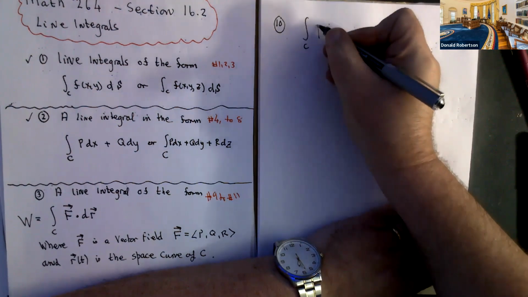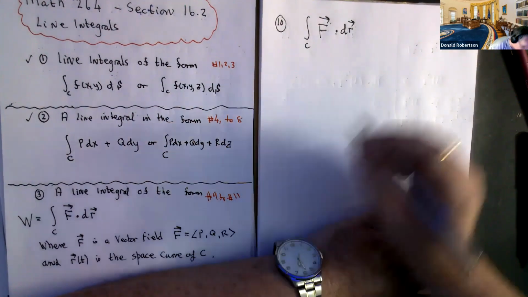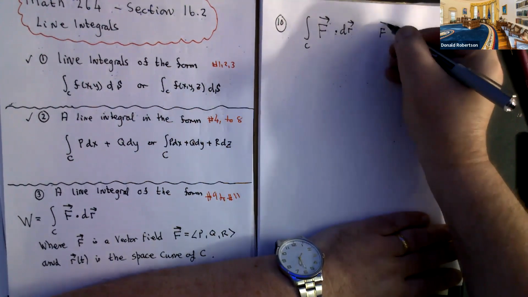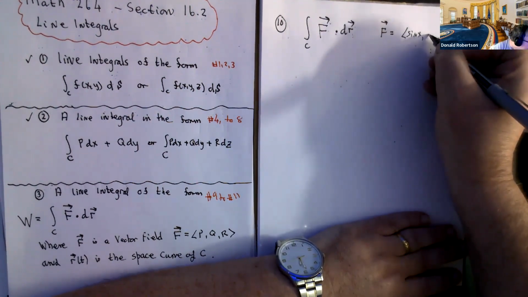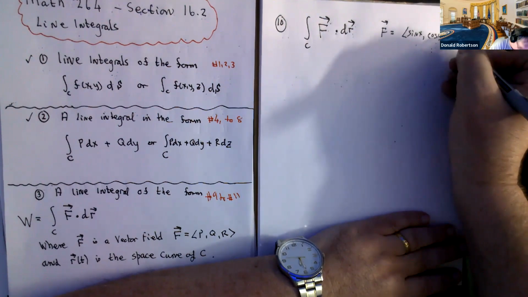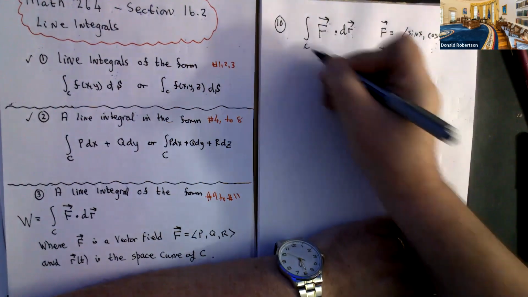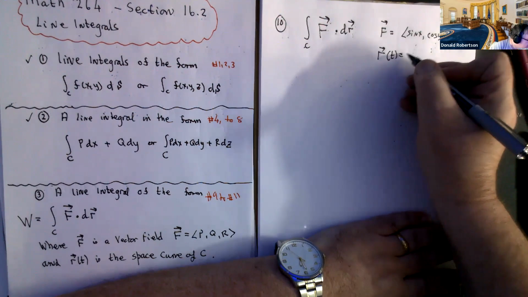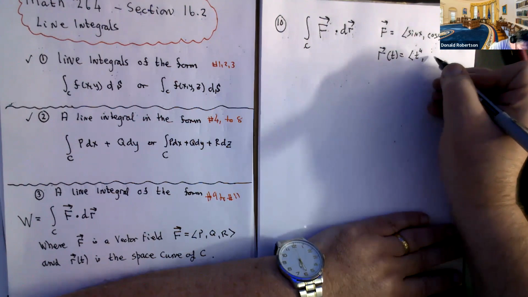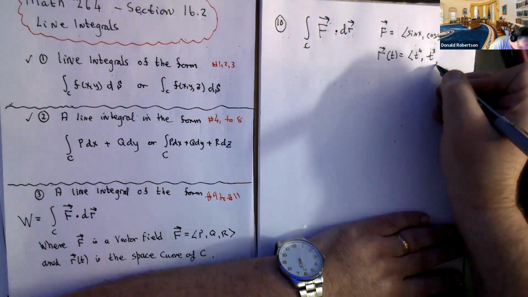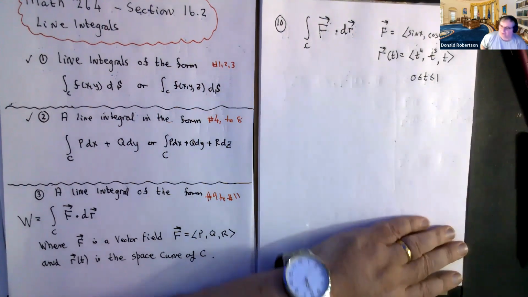Find the line integral of F dot dr. The vector field F is given as sine x, cosine y, xz. The space curve, that's C, is described by t to the 4, minus t cubed, t. And guess what? t goes from 0 to 1.